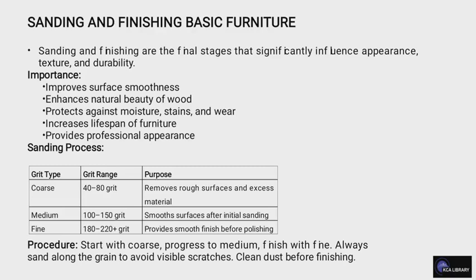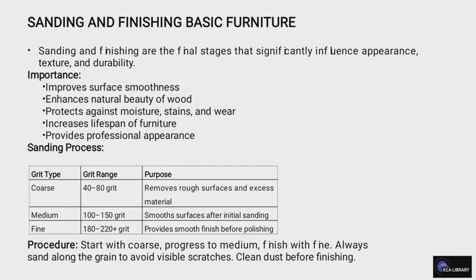Sanding and finishing basic furniture. Sanding and finishing is the final stage that significantly influences appearance, texture, and durability. The importance includes: it improves surface smoothness. It also enhances the natural beauty of the wood. It protects against moisture, stains, and wear. It increases the lifespan of furniture, and lastly, it provides a professional appearance.